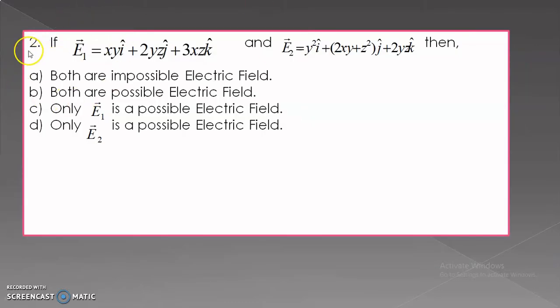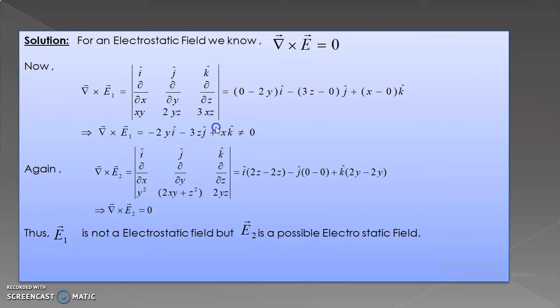Now in the next question, we have been provided the equation of two electric fields E1 and E2. Now they have given four statements: both are impossible electric fields, both are possible electric fields, only E1 vector is a possible electric field, only E2 vector is a possible electric field. So we know that for an electrostatic field, del cross E, that is the curl of E, is equal to 0. So at first we calculate the curl of E1, and we find it to be (2y minus 2y) i cap minus 3z j cap plus x k cap, which is obviously not equal to 0.